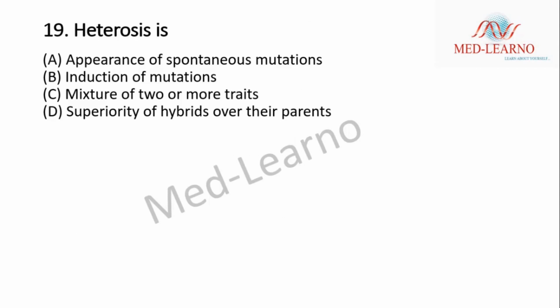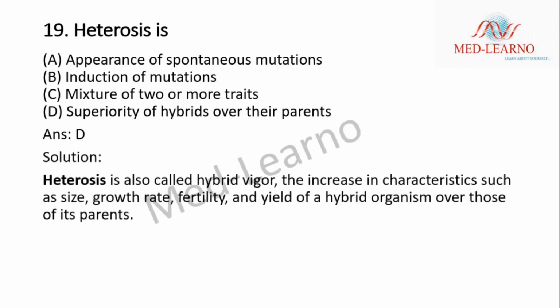Heterosis is: appearance of spontaneous mutations, induction of mutations, mixture of two or more traits, superiority of hybrids over their parents. Here the answer is option D, superiority of hybrids over their parents. Heterosis is also called hybrid vigor, the increase in characteristics such as size, growth rate, fertility, and yield of a hybrid organism over those of its parents.